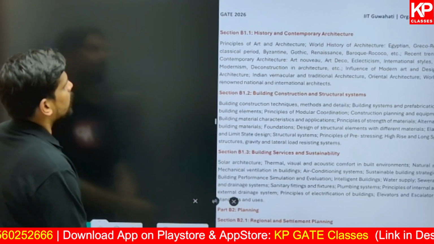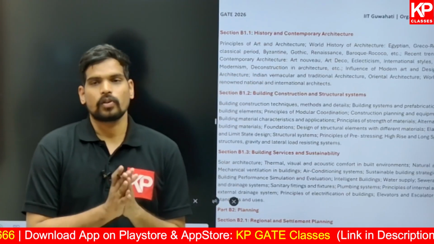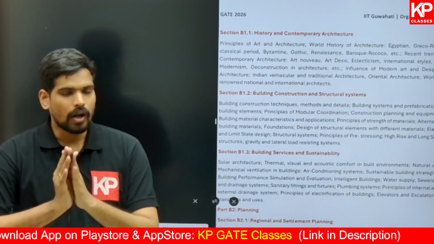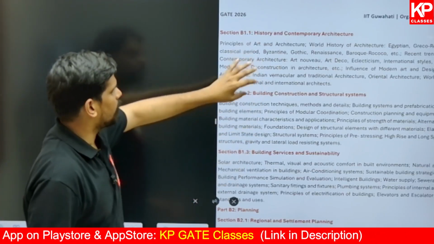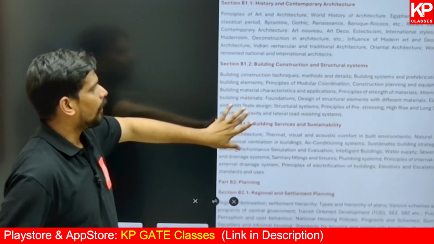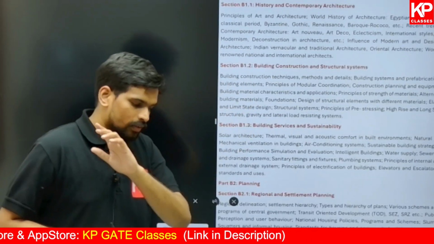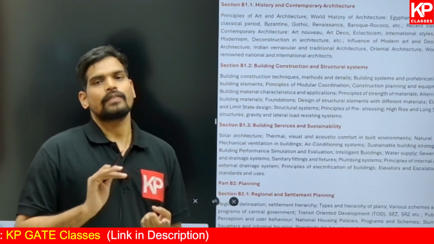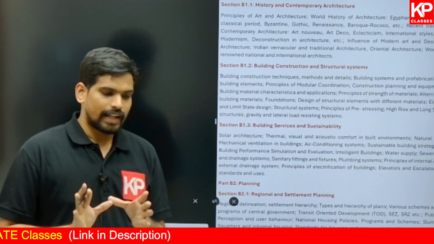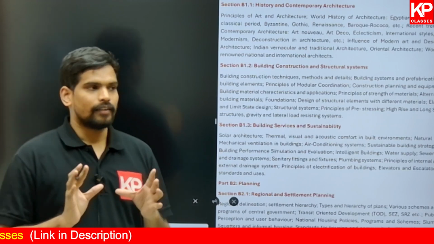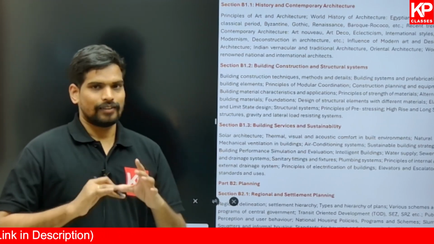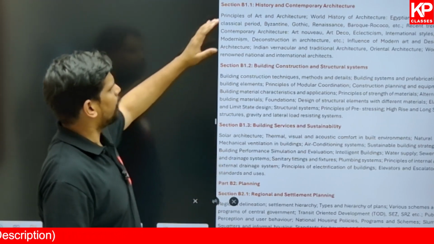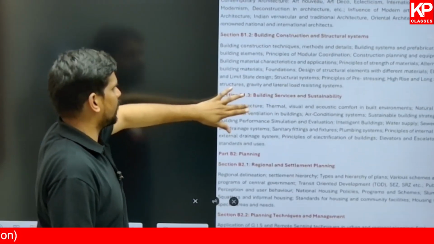So coming to the architecture part now, history and contemporary architecture, as you are aware, is a purely theoretical section. There are no numericals as such. However, let me tell you something interesting. If you look into the history of the last 30-35 years, there was one time a numerical even from the subject of history. So GATE can always come up with unexpected questions in the examination, but again, it is a theoretical subject in general.